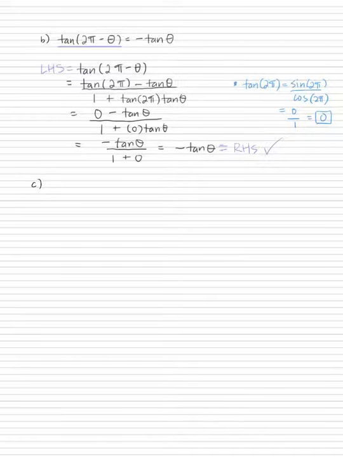How about sine of alpha plus beta, whole thing over cosine alpha and cosine beta, equals tan alpha plus tan beta. Again, feel free to stop this and you can try this on your own. Okay, I'm going to start from the left hand side.